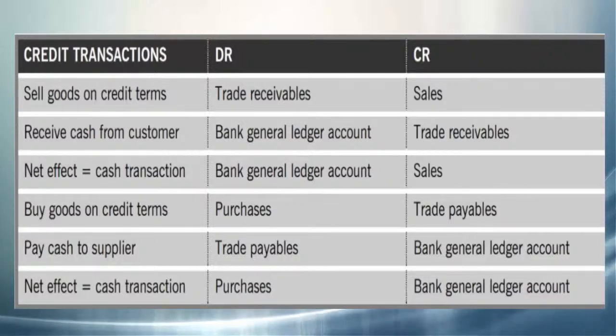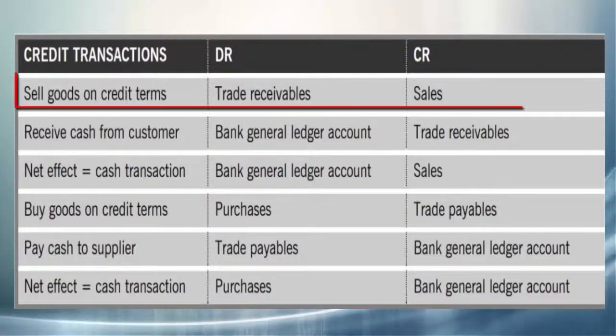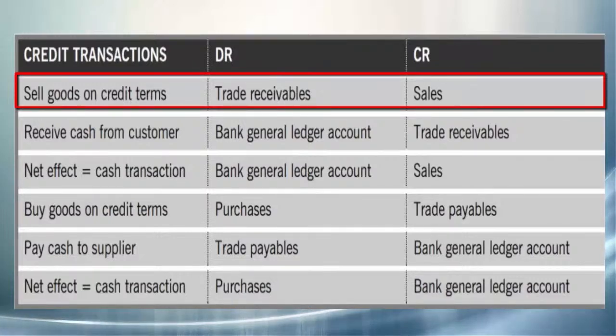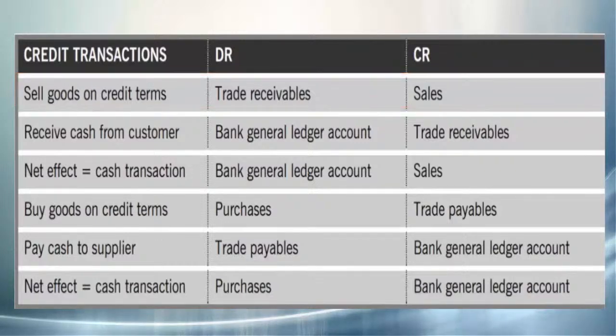Example 1. Selling goods on credit. What happens? A business sells goods to a customer on credit, meaning the customer will pay later. For example, if a business sells goods worth $1,000, income, sales, increases, so the sales account is credited. Assets, the amount owed by the customer, increase, so the trade receivables account is debited. Entry in the ledger accounts. Trade receivables account, debit $1,000. Sales account, credit $1,000.